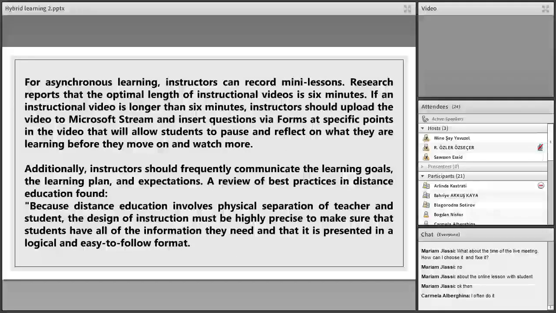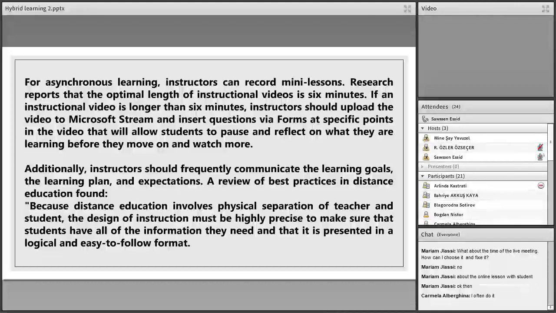Now we are talking about asynchronous learning. Now the instructor can record mini lessons. Research reports that the optimal length of instructional videos is 6 minutes, not more than that. After 6 minutes, students will lose concentration and motivation. If an instructional video is longer than 6 minutes, the instructor should upload the video to Microsoft Stream and insert questions via Forms at specific points in the video that will allow students to pause and reflect on what they are learning before they move on and watch more.